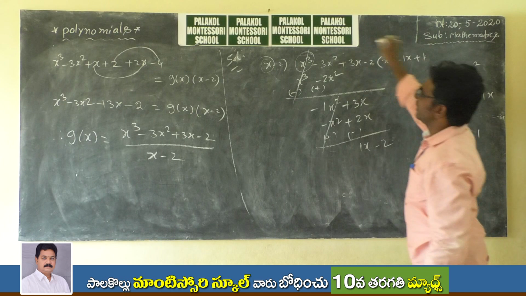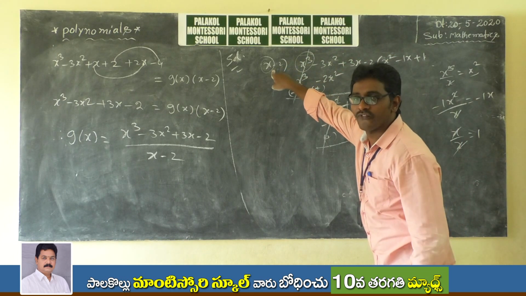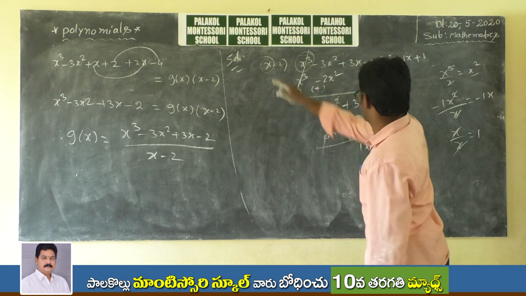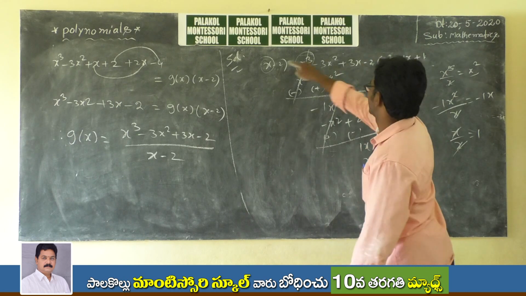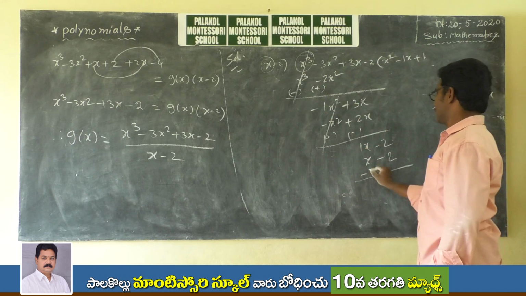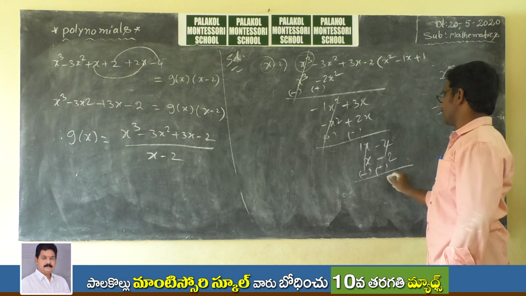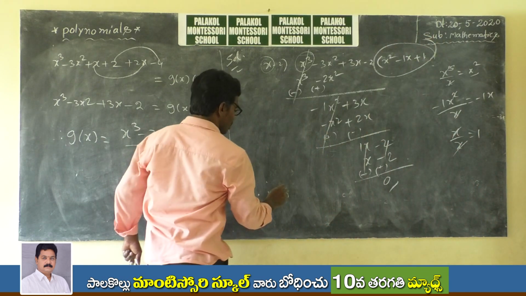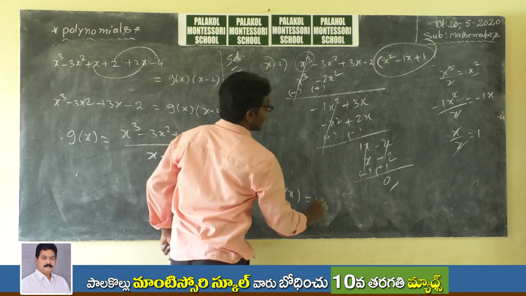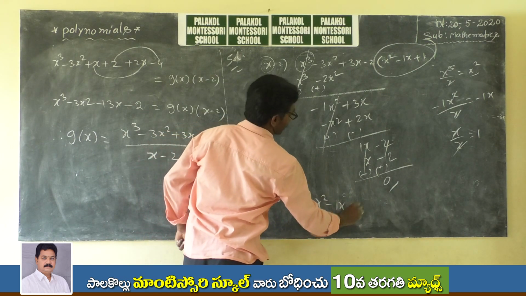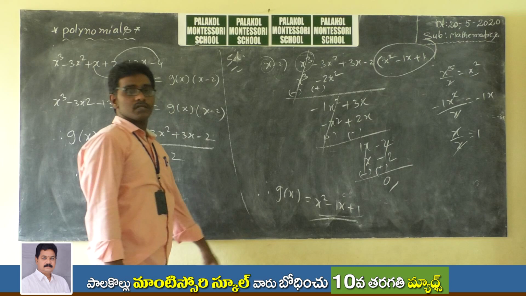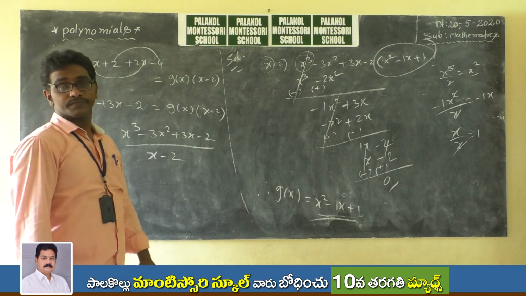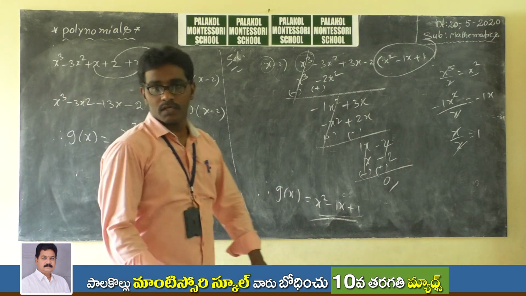So 1 is multiplication of the g of x, how many times? 1 into x minus 2. So symbols are changed. These are cancelled. This is g of x. Therefore, g of x is equal to x square minus 1x plus 1. That is the answer of the given sum. Okay guys, next one.